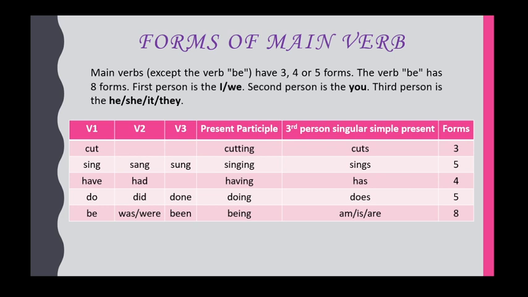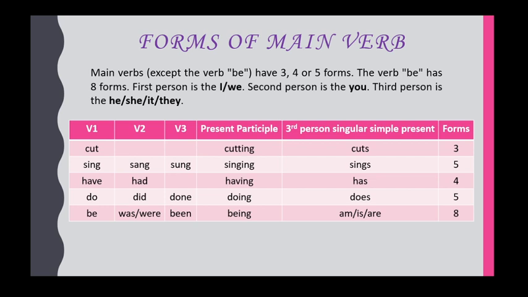Okay, the last one is very important. Be. Now, in the second form of the verb, there are 2 types, that is was or were. In the third form of the verb, it will be been. For the present participle, it will become being. And in the singular simple present, there are 3 forms, that are am, is or are. So, by totaling the same, we get 8 forms. Okay.